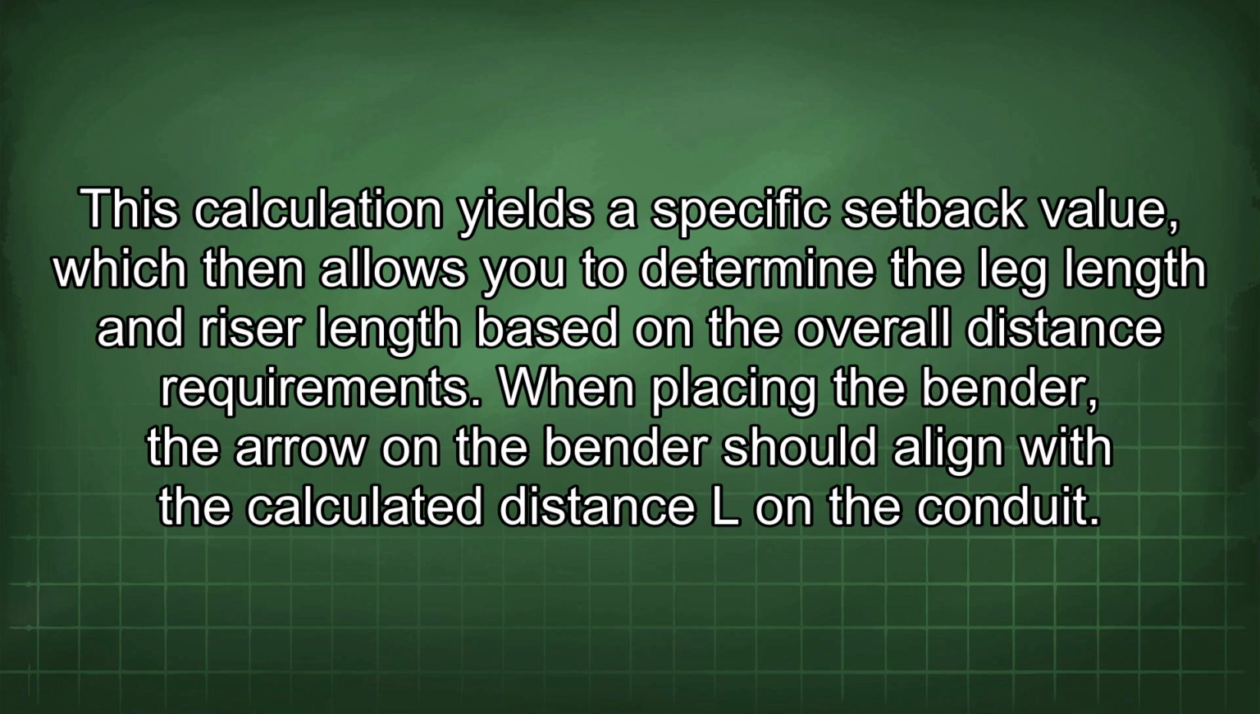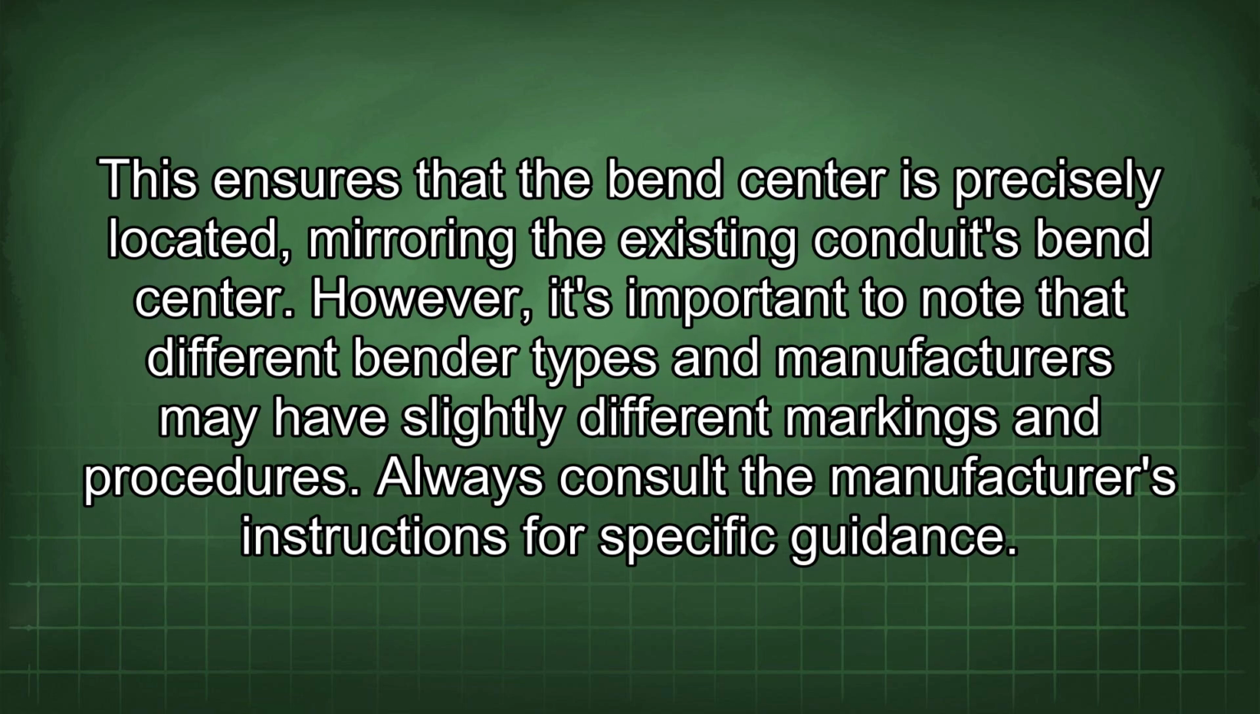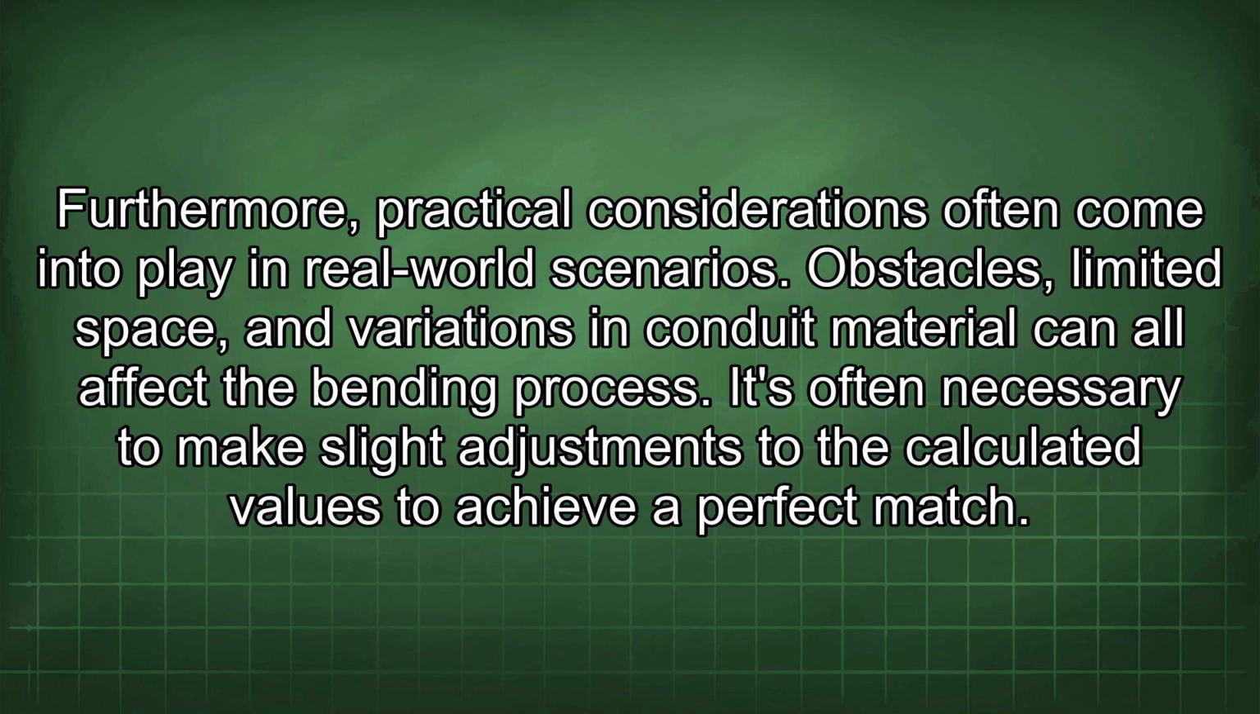When placing the bender, the arrow on the bender should align with the calculated distance L on the conduit. This ensures that the bend center is precisely located, mirroring the existing conduit's bend center. However, it's important to note that different bender types and manufacturers may have slightly different markings and procedures. Always consult the manufacturer's instructions for specific guidance. Furthermore, practical considerations often come into play in real-world scenarios.